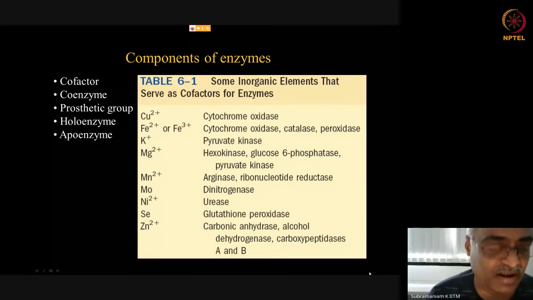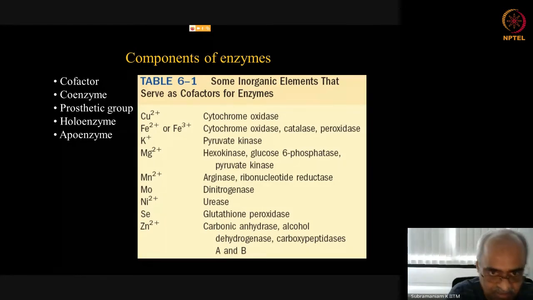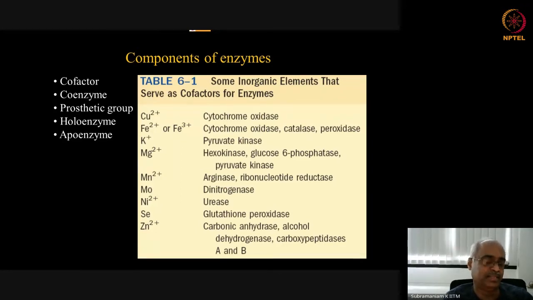So a few important non-peptide components we need to familiarize ourselves with in the context of enzymes. Most enzymes are not catalyzing the reaction simply using their polypeptide chain alone. Embedded in this polypeptide chain are other molecules, and they are called cofactors. The cofactor is usually a metal ion, like the ones listed here with respect to the enzyme in which you find them. These are called cofactors.